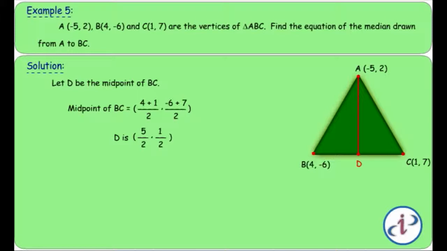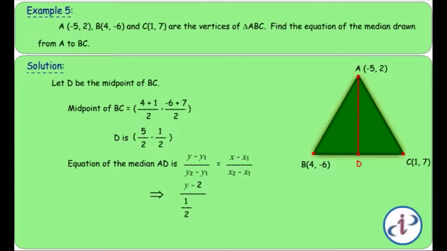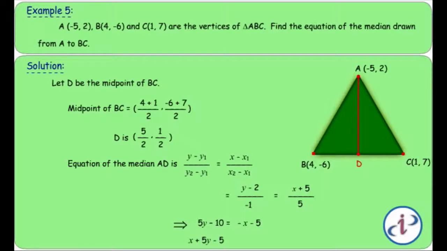The equation of the median AD is (y minus y1) divided by (y2 minus y1) is equal to (x minus x1) by (x2 minus x1). Substituting the given values, we have (y minus 2) by (1 by 2 minus 2) is equal to (x plus 5) divided by (5 by 2 plus 5). Further simplifying, we have 5y minus 10 is equal to minus x minus 5. Thus, x plus 5y minus 5 is equal to 0 is the equation of the median.